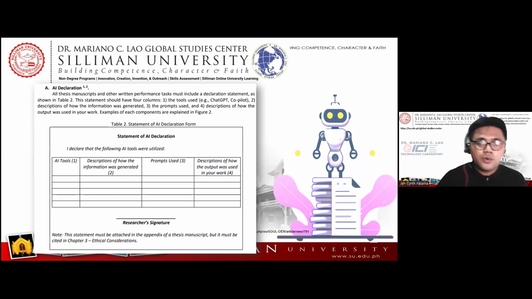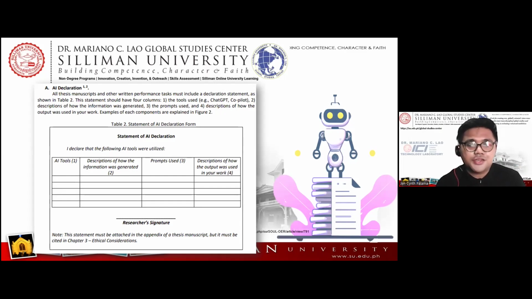Right? So if you wish to get this form, this is the statement of AI declaration. You really need to sign that you declare that as a researcher. I mean to say you have included that in your study or in your research.